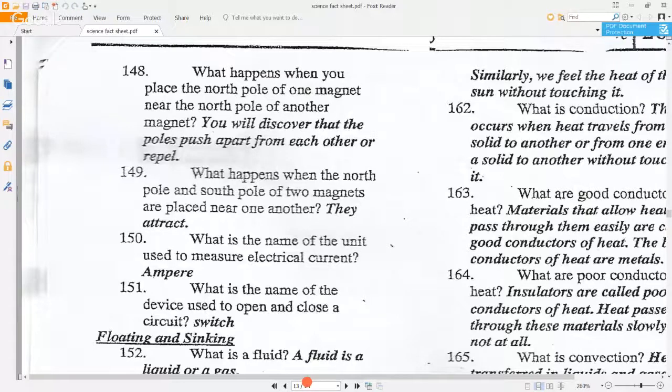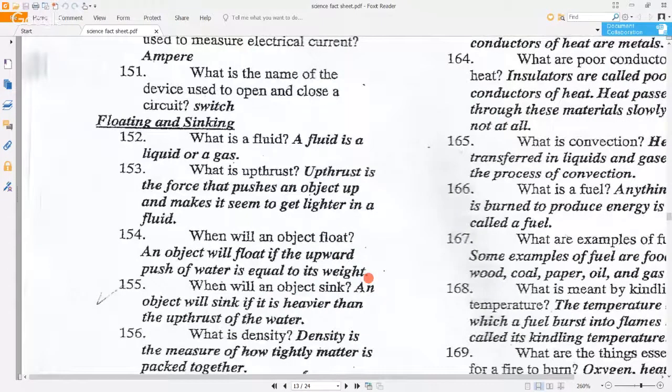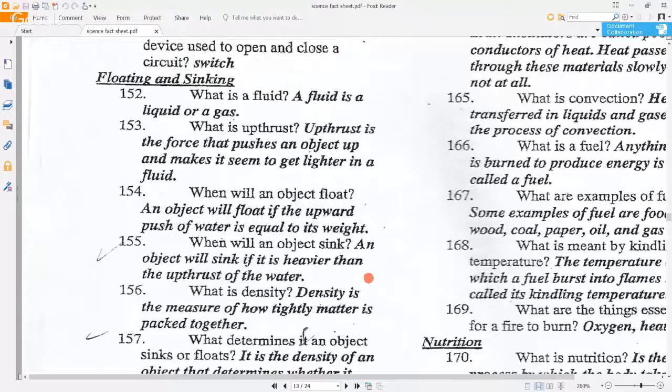150, what is the name of the unit used to measure electrical current? Ampere. 151, what is the name of the device used to open and close a circuit? That is called a switch. Floating and sinking. And I will stop here for tonight. We have done one solid hour. When we pick up again, we need to continue from here. So we'll go to 152.